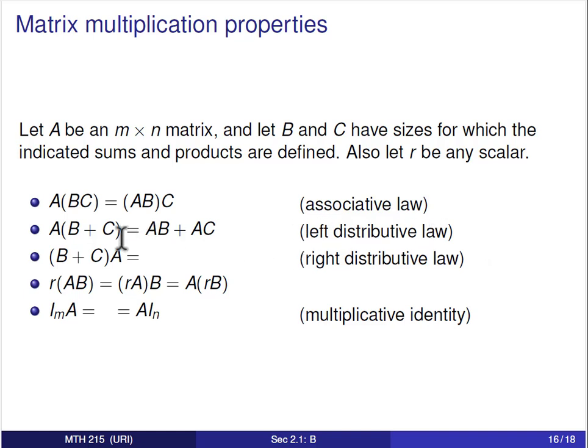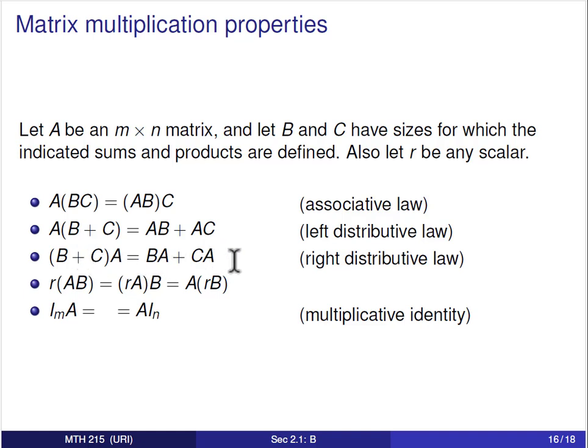Now, a similar distributive law happens if the A happens to be on the right-hand side of B plus C. We're not taking any chances here. We have a distributive law for each version, and indeed, A can be multiplied onto both B and onto C individually, and then we add the results together.